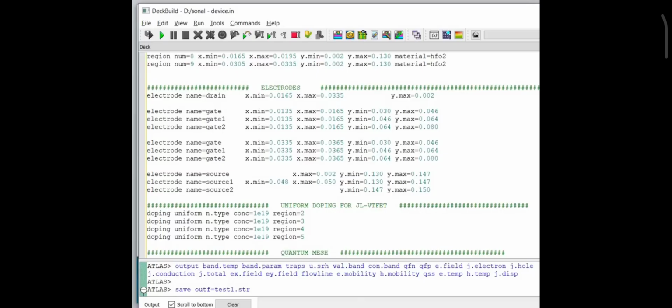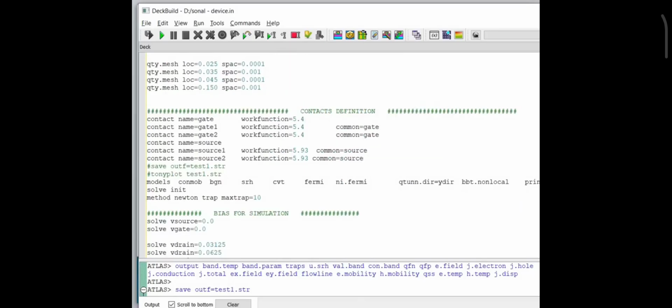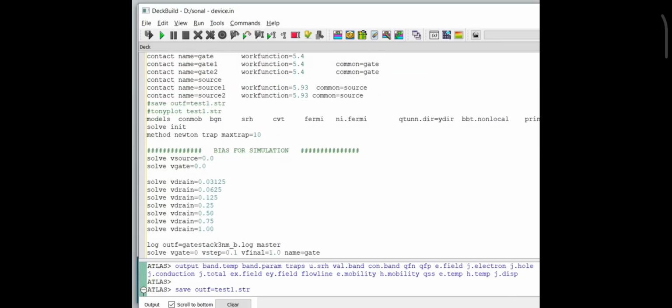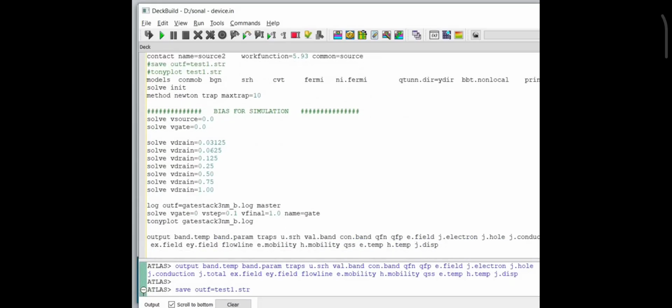Next is the uniform doping of the junction local. Next we have to apply the voltage. Solve initial and solve previous you can use, and the method Newton and trap. We have mentioned the maximum trap 10. V source is 0 volt and V gate is 0 volt when the device is in off state. When the device is in off state, we are applying the drain voltage from 0 to 1 volt. To make the device on, you have to apply the gate voltage.